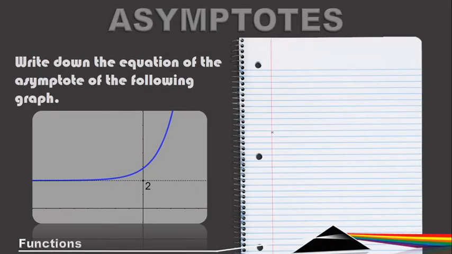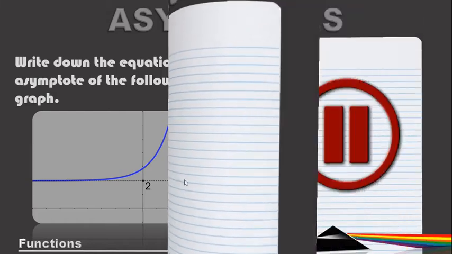And now write down the equation of the asymptote of the following graph. So this is now an exponential graph, and we can see that this dotted line goes through 2. So simply y is equal to 2. That's simply the equation for that asymptote.